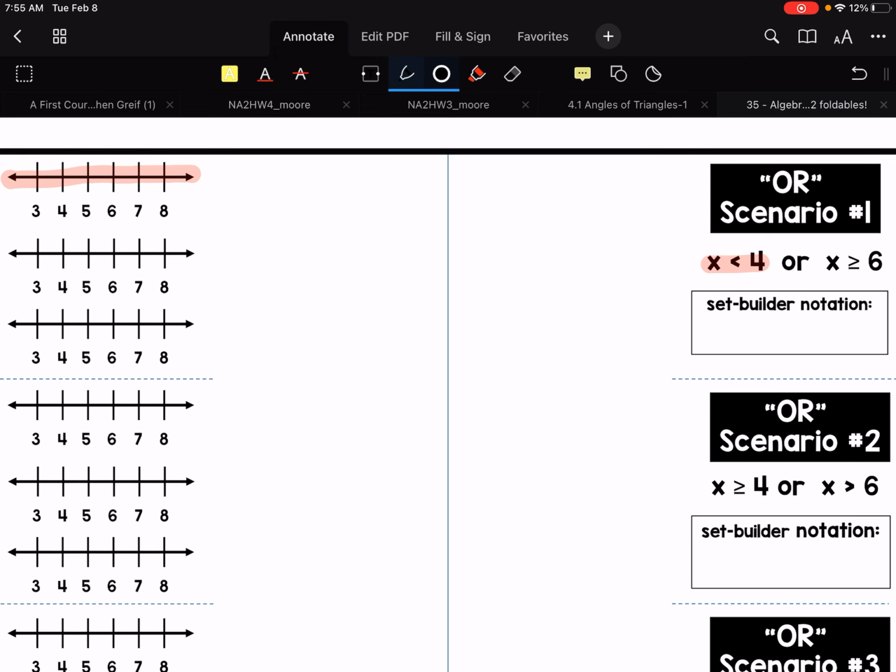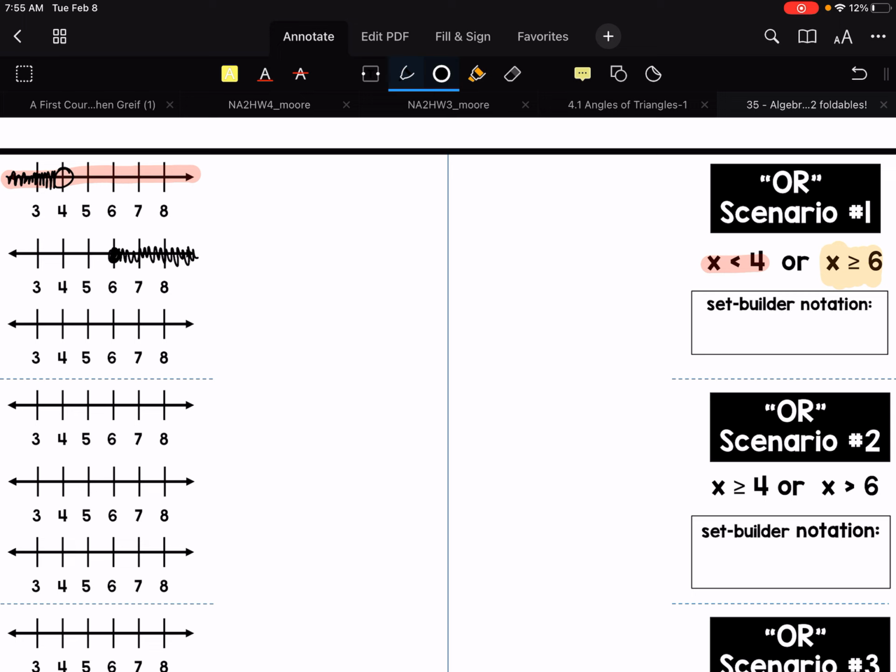So the first one here is x is less than 4. So I'm going to put an open point at 4. All of the numbers less than. The next one is x is greater than or equal to 6. So again, put a point there. Greater than or equal to 6. These, again, don't have to happen at the same time.